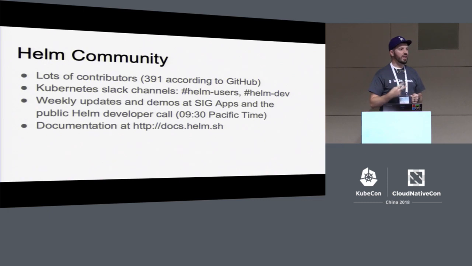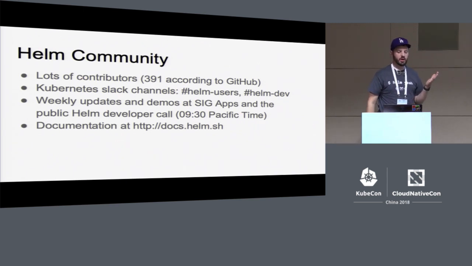We have 2 main Kubernetes Slack channels, Helm users and Helm dev. Helm dev is for people who are working on Helm itself. Helm users is for the people who are actually just using Helm as a project and not writing any code for it. There's also, I forgot to mention here, the Charts channel, and the Charts channel is all about people who are writing charts that you want to share with others. They always keep a good conversation going in there.